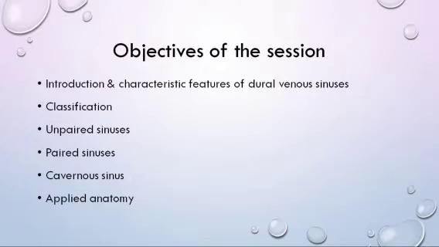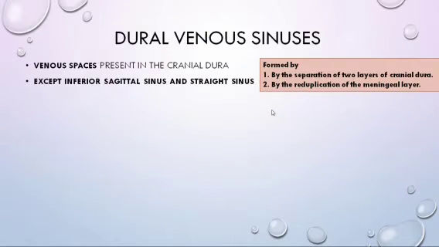There are two classification, unpaired and paired sinus. We are going to see about unpaired and paired, and cavernous sinus, a very, very important essay that we are going to see here, and applied anatomy related to that. Okay. So first we'll see what is dural venous sinus.